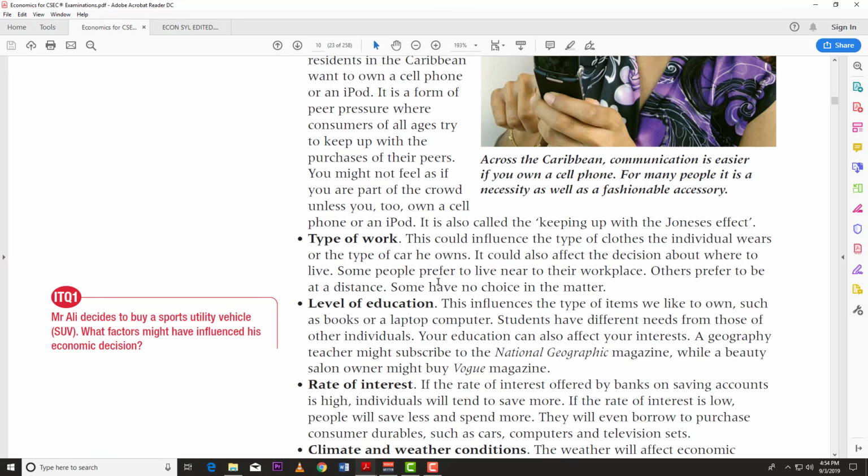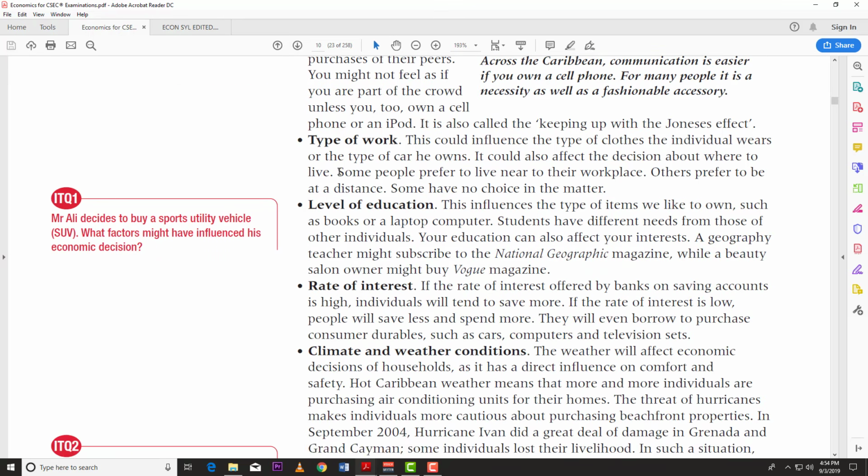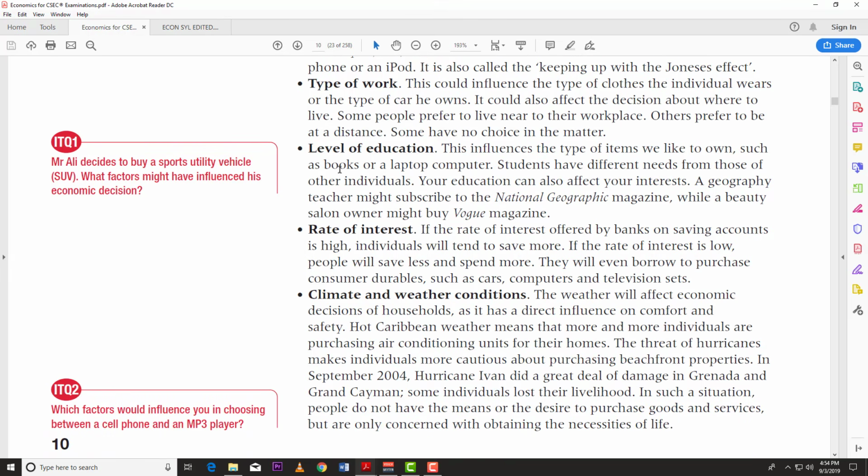Next one, you have what I call the type of work. Now this one is pretty much self-explanatory. The type of work can influence your economic decisions. Now this can even be tied to your income, because most times the type of work can influence your income. If you have a job that pays minimum wage, of course that influences your income, and if you have a job that pays a lot of money, then that influences your purchasing ability.